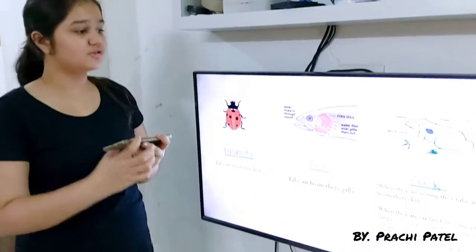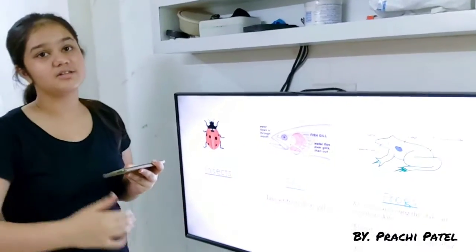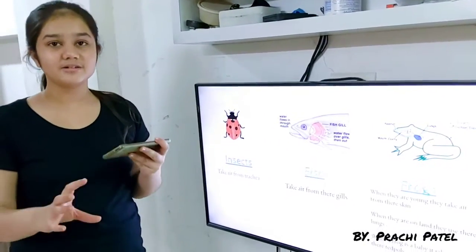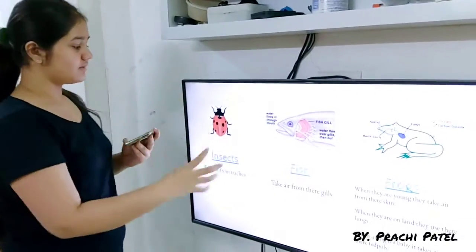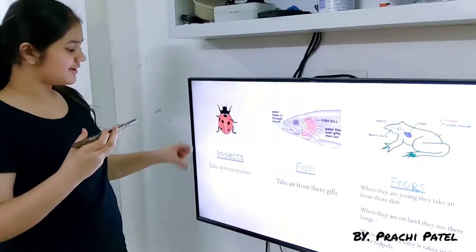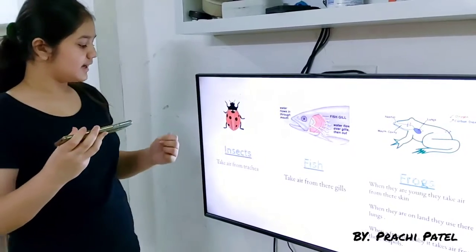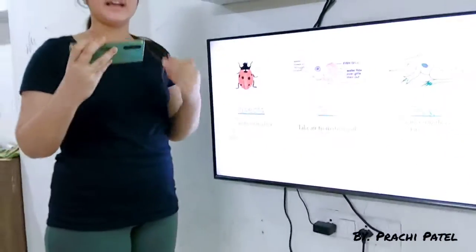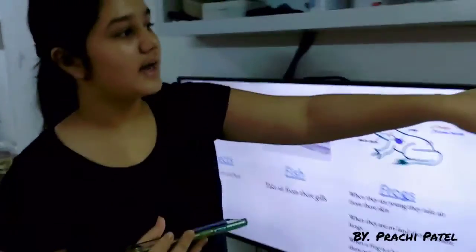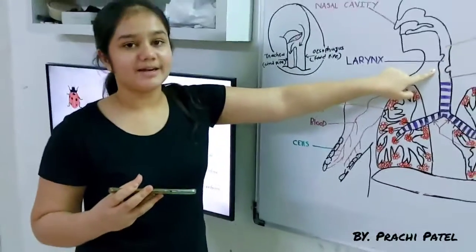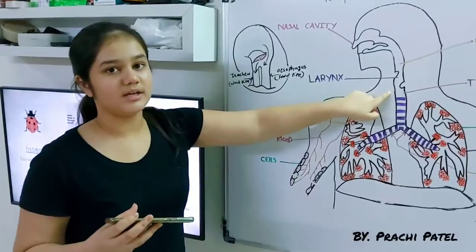Now, I'm going to show you how the respiratory system works in some animals. We are basically going to study humans, but I'm just giving you a bit of an idea. So now let's go for insects. Insects directly take air through their trachea. The trachea is located right over here. Here I can show you. We also have this part in humans, right over here.